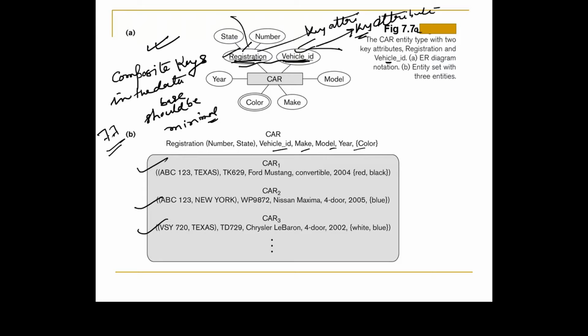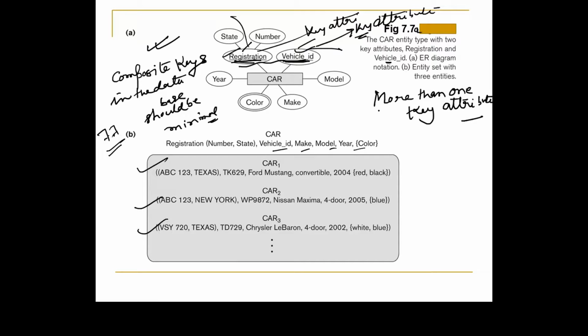Now sometimes what happens, more than one key attribute is possible. More than one key attribute is a possibility. Example is here. Each of the vehicle ID and registration attributes of the entity type car is a key in its own right. The registration number attribute is an example of a composite key.